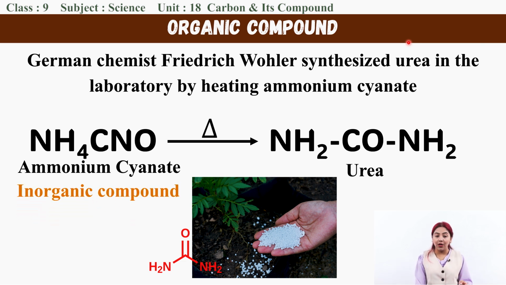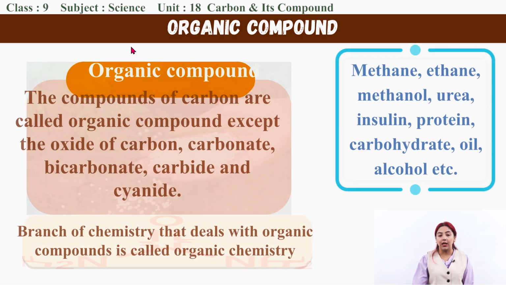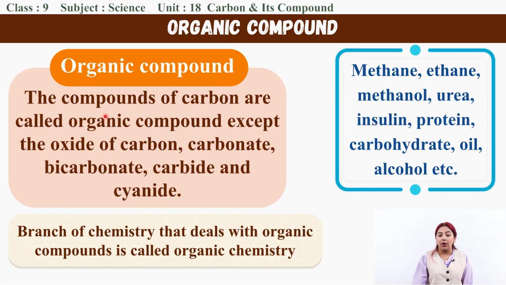Now, since inorganic compounds could also be used to form organic compounds in the laboratory, this gave rise to a new revolution in which scientists began to experiment and search for new ways to produce organic compounds artificially in the laboratory. So now how can we define organic compound? Organic compounds are the compounds of carbon. So the compounds of carbon are called organic compounds.